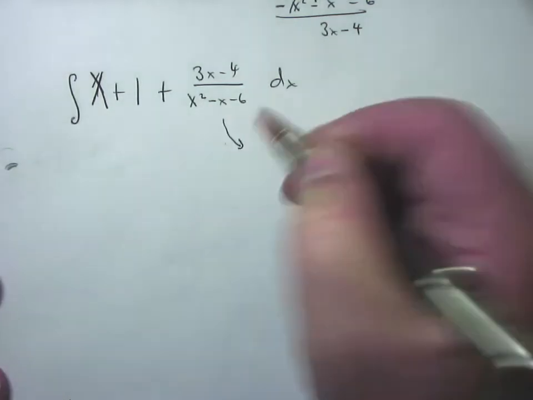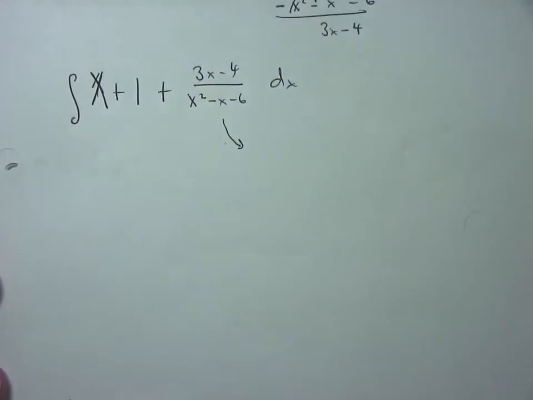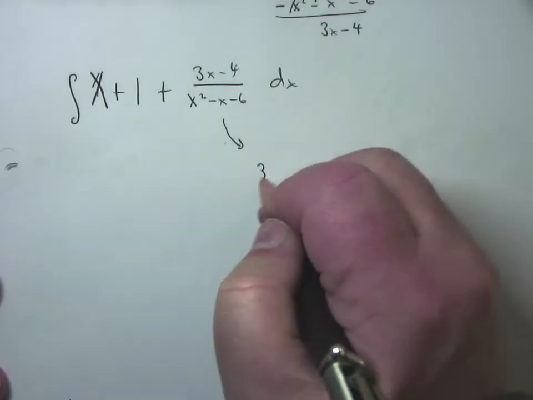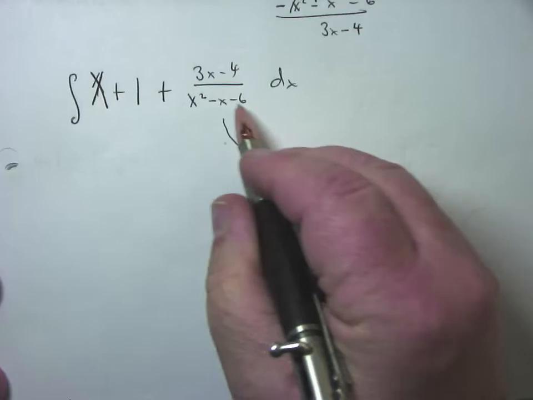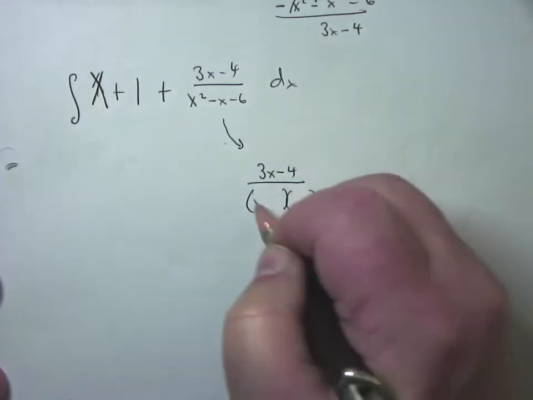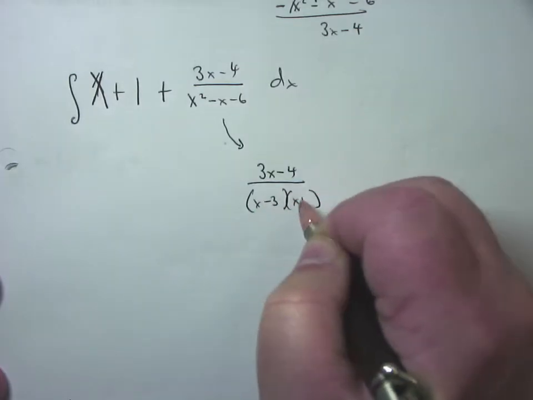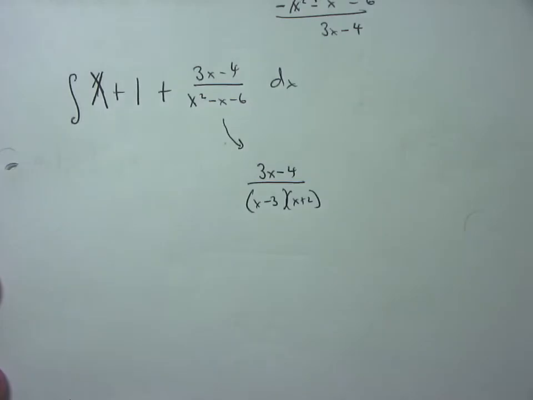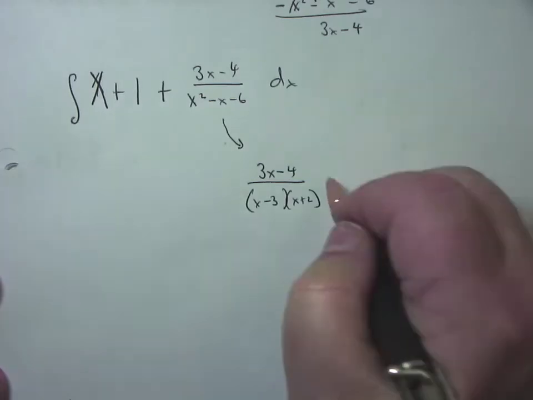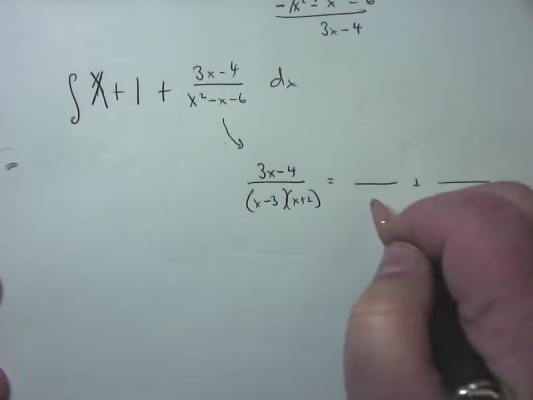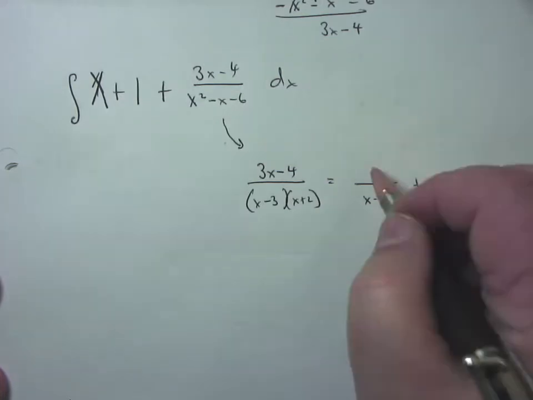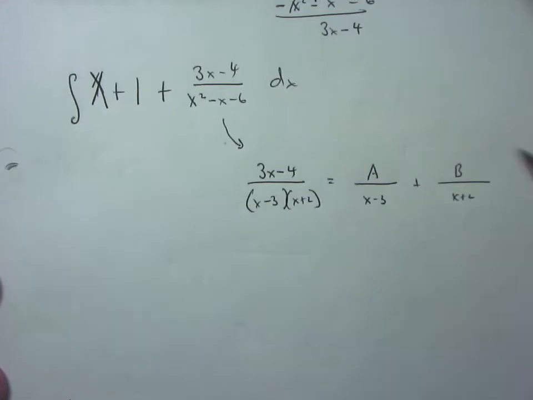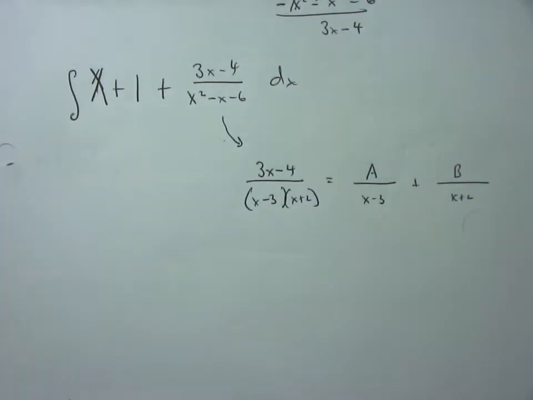Now this remaining fraction is a proper fraction. The degree of the top is less than the degree of the bottom. But did you notice that the denominator factors? So 3x minus 4 divided by x squared minus x minus 6 factors into x minus 3 times x plus 2. So with this guy, I get to use my partial fraction technique. I'm going to bust him up over its common denominator of x minus 3 and x plus 2. Since both of these are linear, the degree less than that would be constant, so I have the A and B in my numerators for these guys.